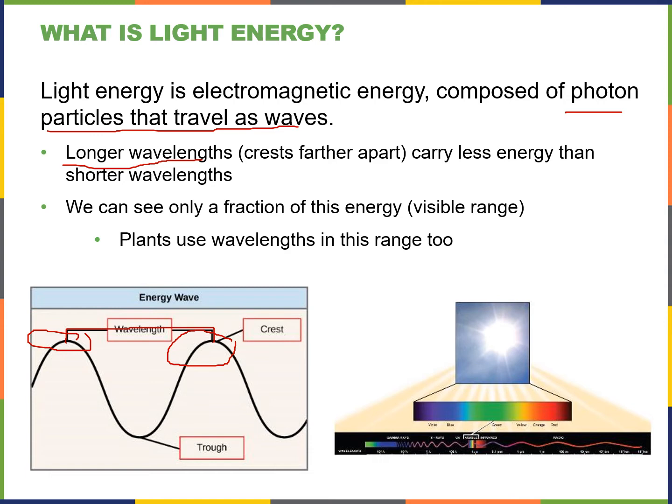And the bottom of the energy wave is known as the trough. I'm sure you've all heard the mnemonic before, Roy G. Biv: red, orange, yellow, green, blue, indigo, violet. This is a mnemonic to help you remember the color spectrum, and we're going to talk about the different wavelengths of colors in a little bit. Of light energy as a whole, we can only see a fraction, because only a little bit is actually in the visible range.